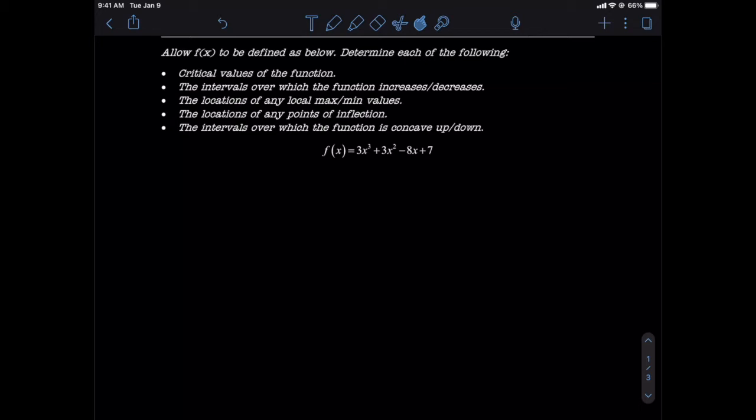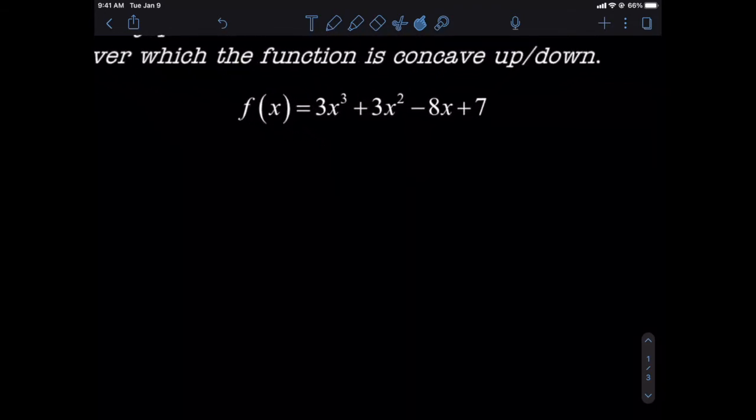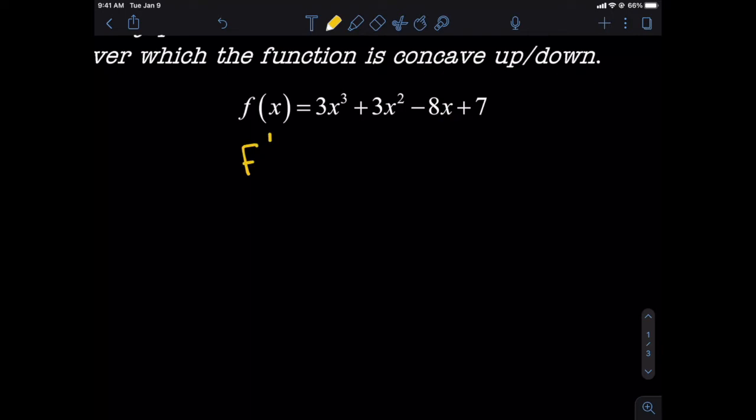So why don't we just go ahead and jump into it, and then we're going to refer to the notes above to try and figure out how we can specify this information. So here goes nothing. To get f prime, we're going to take the derivative of each individual element of f of x. The derivative of 3x cubed is 9x squared. Of 3x squared is 6x, of negative 8x is negative 8, and then the derivative of 7 is just 0, so we're not even going to write it.